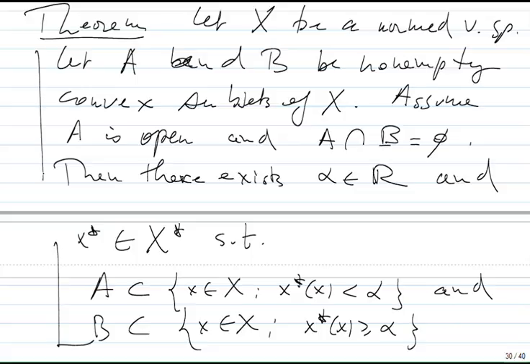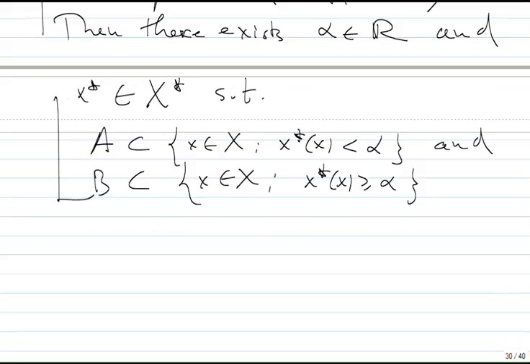Note that by linearity, if we consider minus x star, then I can find another linear functional for which the elements of A will be bigger than alpha and the elements of B will be less or equal than alpha. So it doesn't matter here which one is bigger than alpha, but for sure for the open set A, in other words the interior, we have strict inequality, and for B, we have just the large inequality. Okay? Proof.